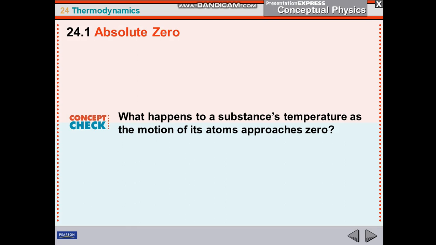Okay, at the end there is a concept check question. What happens to a substance's temperature as the motion of its atoms approaches zero?